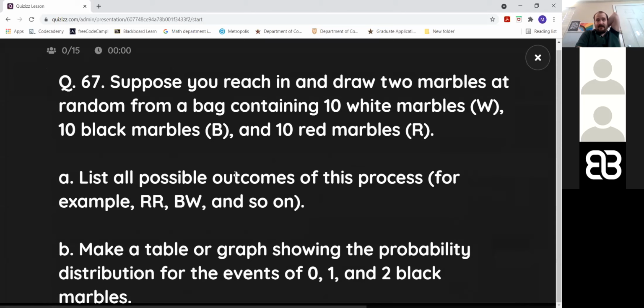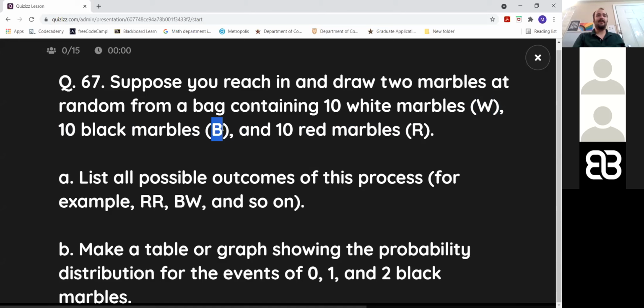For example, red, red, black, white. I would not probably start that way. I think I start with double white. So my hint, if I want to give you a little bit of hint, start with white, white, go white, black, white, red, I think is what I did. So I did everything where white can be first.